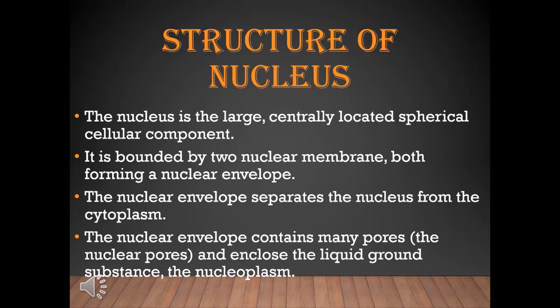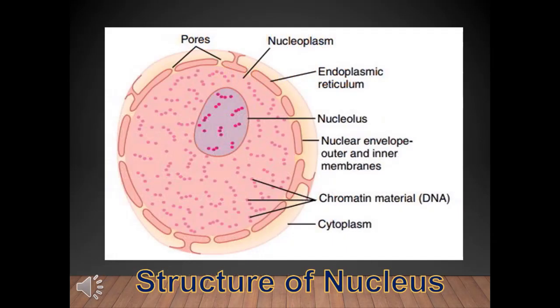Structure of nucleus. The nucleus is the large, centrally located, spherical cellular component. It is bounded by two nuclear membranes, both forming a nuclear envelope. The nuclear envelope separates the nucleus from the cytoplasm. The nuclear envelope contains many pores. The nuclear pores enclose the liquid ground substance, the nucleoplasm. Structure of nucleus.